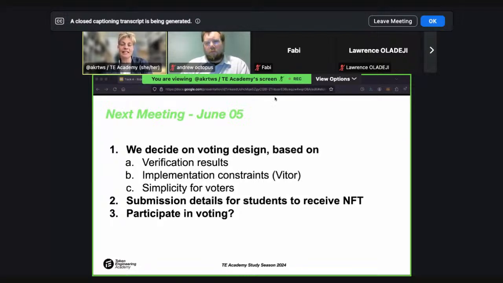And finally, we should also discuss and decide until next week if the track 4 students should participate in the voting and if this NFT should count in the voting. There are pros and cons, happy to share them and happy to discuss. Okay, but for now, I think we should be ready for Felix's presentation.